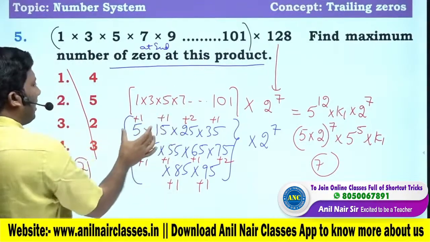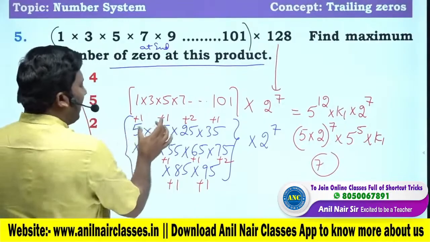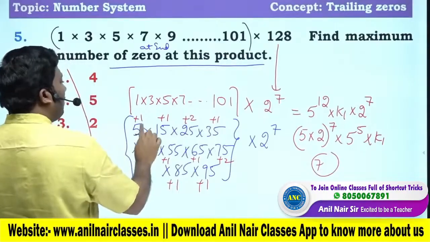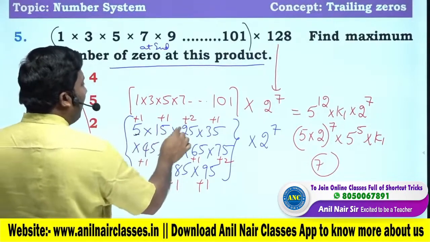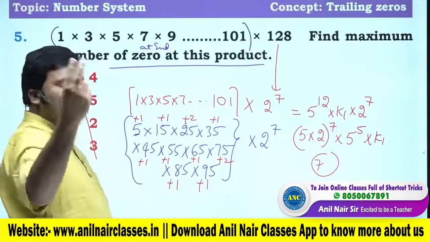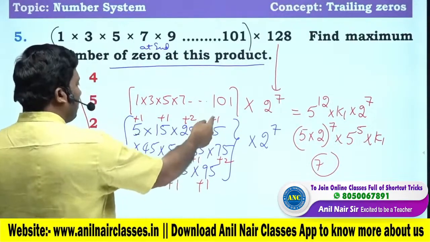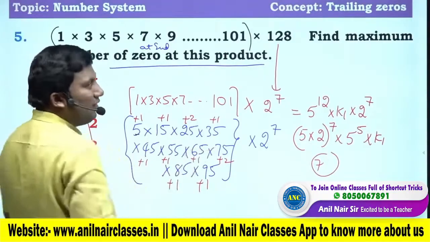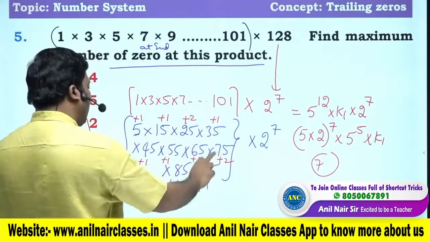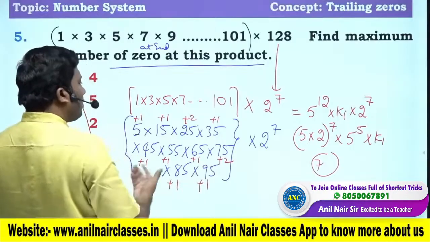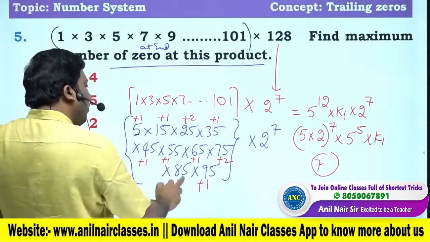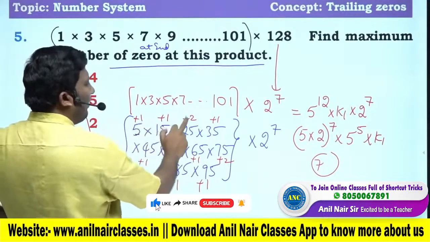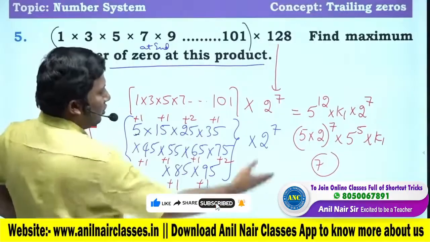Here, what are the multiples of 5? 5, next 15, next 25, next 35. 5 into 1, 5 into 3, 5 into 5. 5 into 5 means an extra 5 will come. 5 into 7, extra 1, extra 1, extra 1, extra 1. 75 is 25 into 3, extra 2, extra 1. So how many powers of 5 did I get? 1 plus 1, 2, 4, 5, 6, 7, 8, 9, 11, 12. I got 12. So 2 power 7.